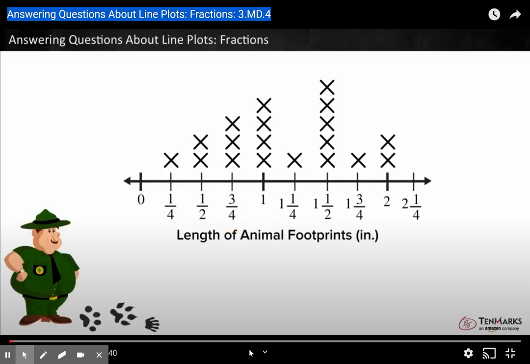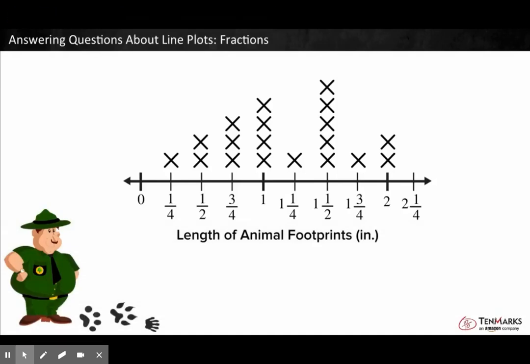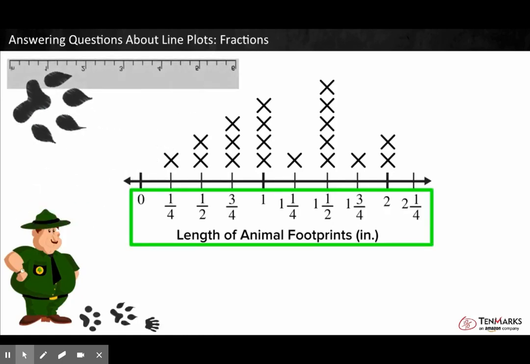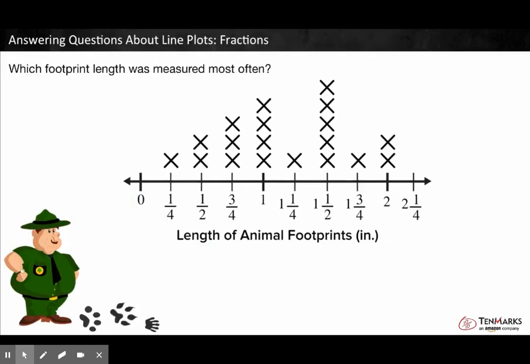In this lesson, you'll learn how to answer questions about line plots. The Fangor Forest Rangers collected their information about the animals in the park and made a line plot. The numbers below stand for the length in inches of the animal footprints. Each X represents one animal. Which footprint length was measured most often? The numbers below represent the footprint lengths. One way to tell which footprint length was measured most often is to see which number has the most X's above it. Let's take a look.